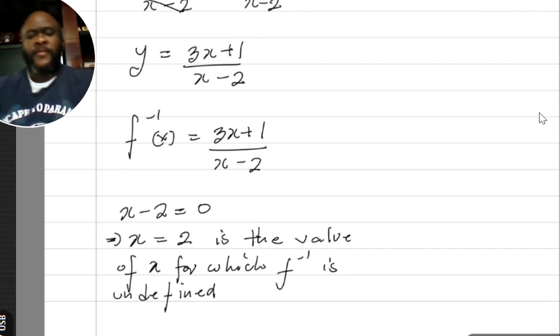All of this is simply saying if x is 2, this function is not a function anymore, because when x is 2, there's no value for f inverse x. So for domain element x is 2, there's no range element, and that is a no-no for a function. In such a case, it would not be a function. So that value of x makes the function undefined.